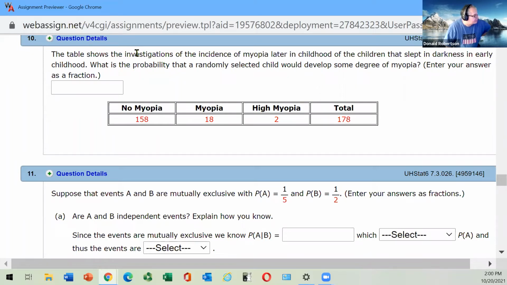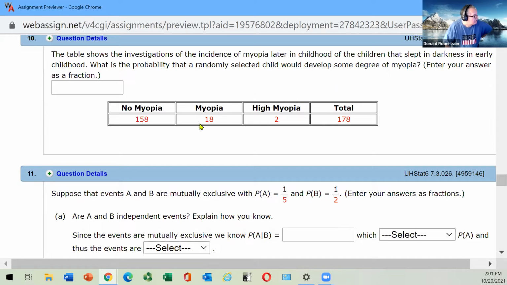This table shows the investigations of the incidence of myopia. Sure, what is myopia? I don't know. I've heard that term, but I'm not sure. Is that short-sightedness? Anybody know? Okay, we'll just call it myopia then. The incidence of myopia later in childhood of children that slept in the darkness in early childhood. So what is the probability that a randomly selected child would develop some degree of myopia?